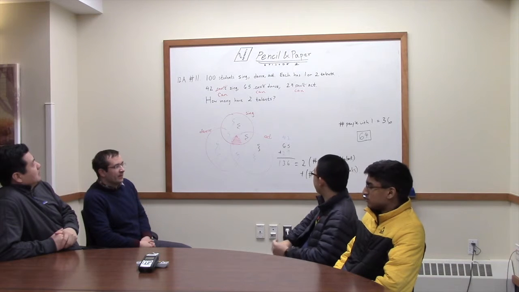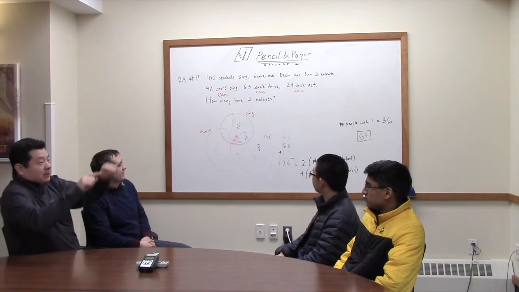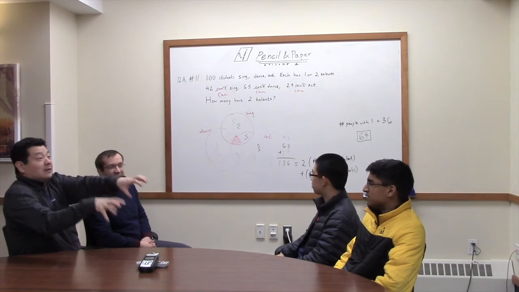So Venn diagram wise, if it's can, that means one circle, right? Yeah. If it's can't, actually they give you the rest of the other two circles.